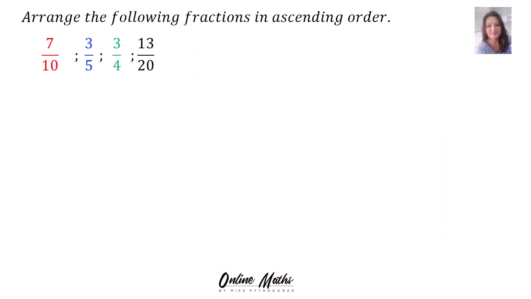How to arrange the following fractions in ascending order. Remember, ascending order means from smallest to biggest. Now what we're going to do is we need the denominators, the number at the bottom, to be the same, and we will find the LCM, and it's going to be 20. So then we will take each fraction individually and we will convert it into 20ths. So we will say the first one, 7/10, we will multiply both numerator and denominator by 2, and we end with 14 over 20.